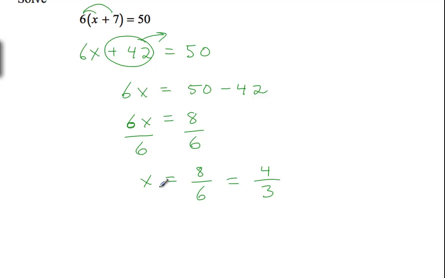Now, if we're given decimals in the linear equation to begin with, in the question, then I would expect decimals in the answer. 4 divided by 3 is 1.3333 repeating, or 1.3 with a nice little dot on top. If we're not given decimals to begin with, then you can leave it as a fraction. Simplified, of course. So 4 over 3 is the answer. We wouldn't leave it as 8 over 6.